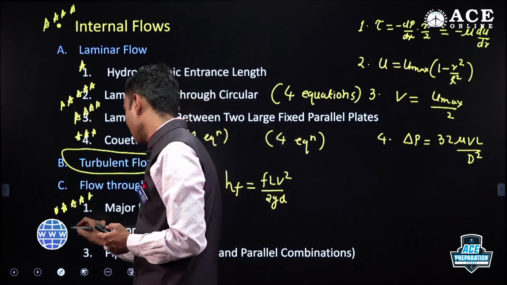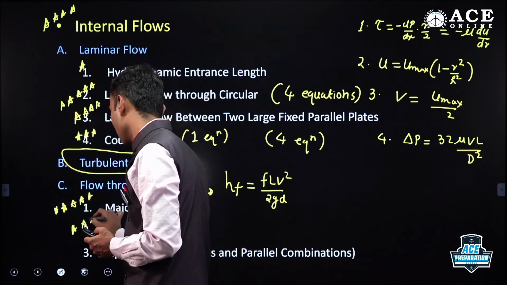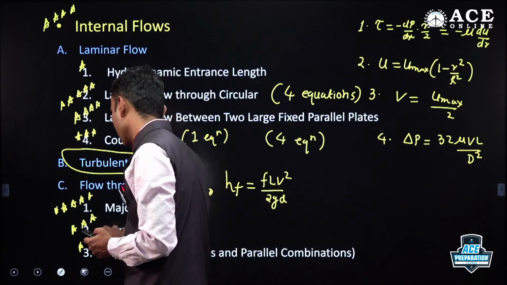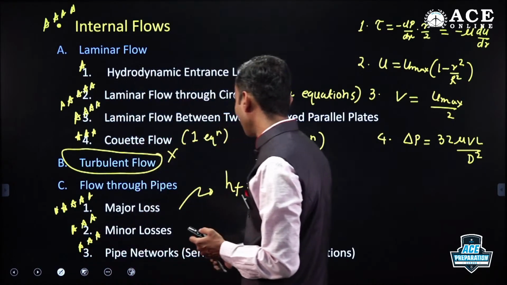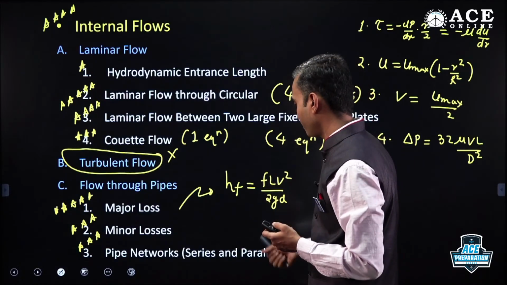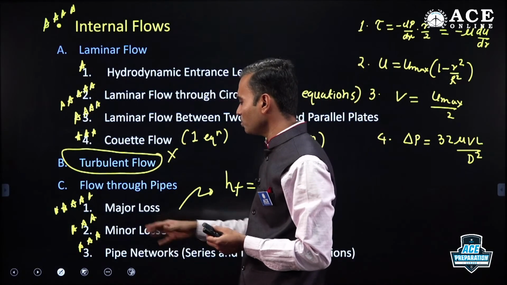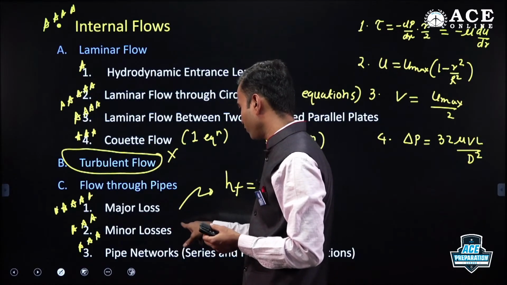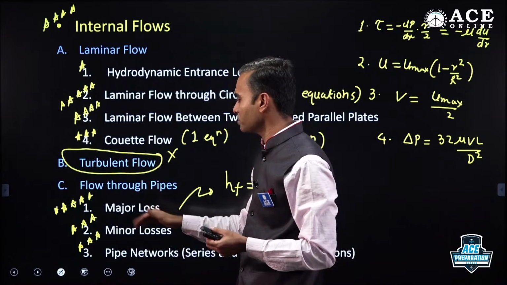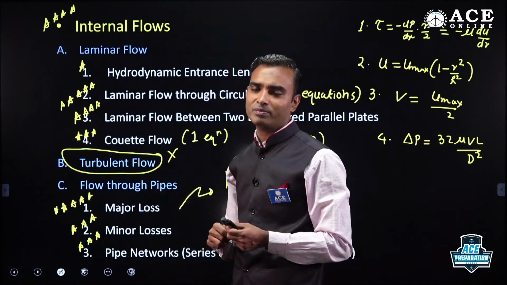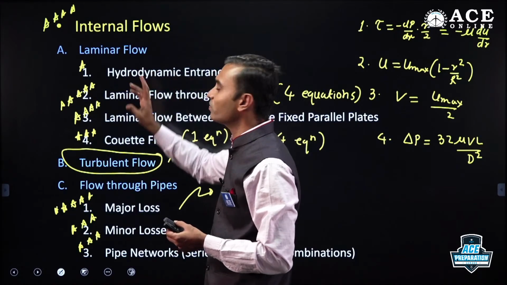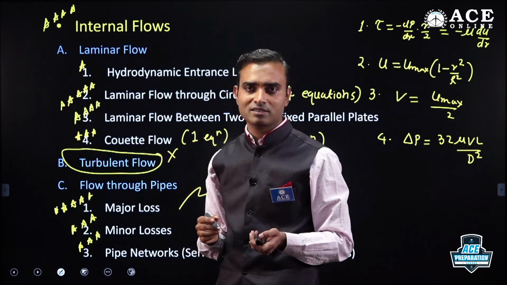Then you will get questions on the minor loss. So there are 4 or 5 formulas for minor losses, and then pipe networks. For pipe networks, there are 2 formulas, one for series pipes, another for parallel pipes. So here one equation, here 4 or 5 equations, here one. Using 6 or 7 equations, you can solve almost any question from flow through pipe. So this flow through pipe and laminar flow, these are the most rewarding chapters in fluid mechanics. Okay.